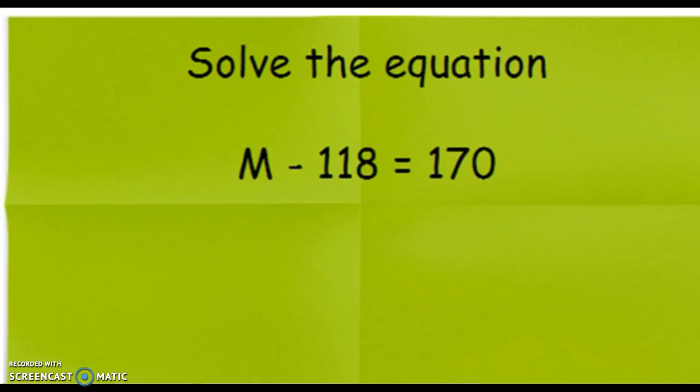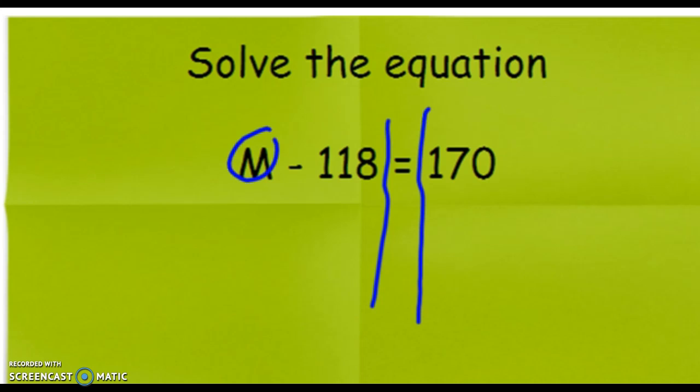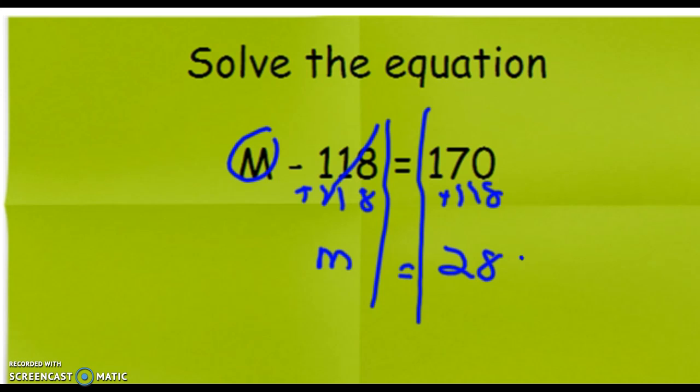All right, so we have n minus 118 is 170, so I'm going to start with train tracks again. In order to get my variable by itself, I need to get that 118 out of the way. So the opposite of minus 118 is plus 118. Those cross out, so now I'm just left with my variable n. Then I have an equal sign, and then 170 plus 118 is 288.